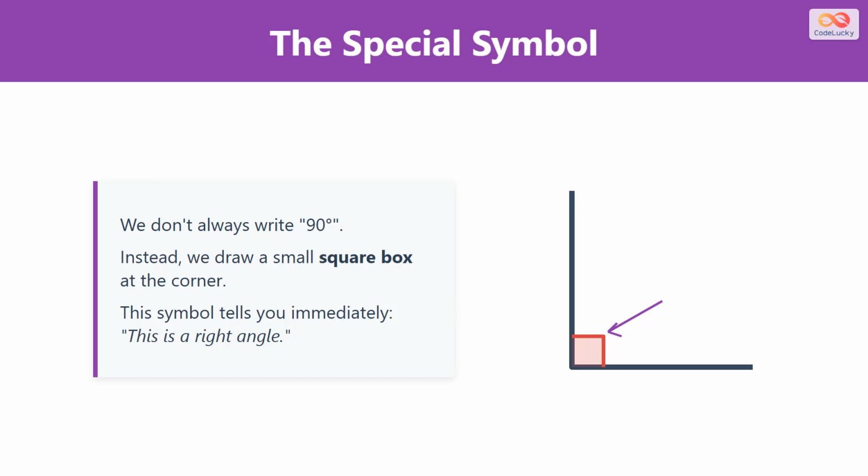Mathematicians have a special way to show a right angle without writing the number 90 every time. We draw a small square box at the vertex or corner of the angle. When you see this square symbol, it means the angle is exactly 90 degrees.